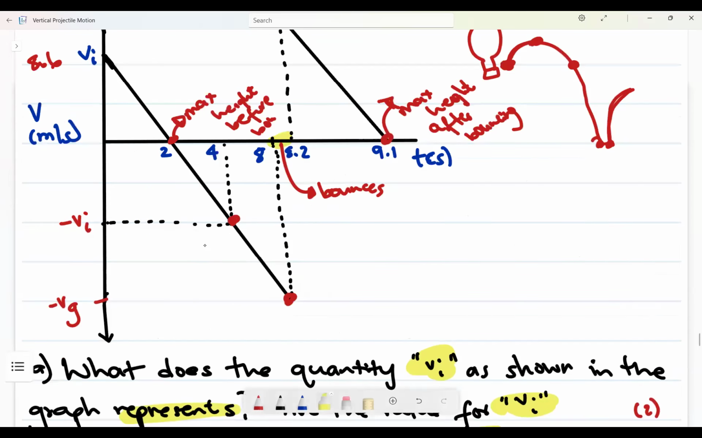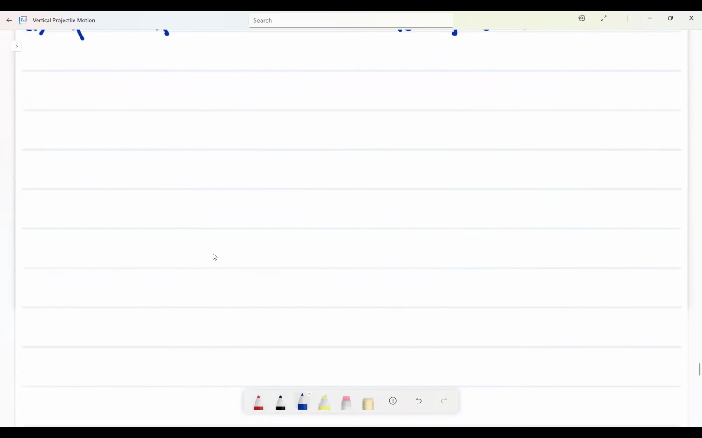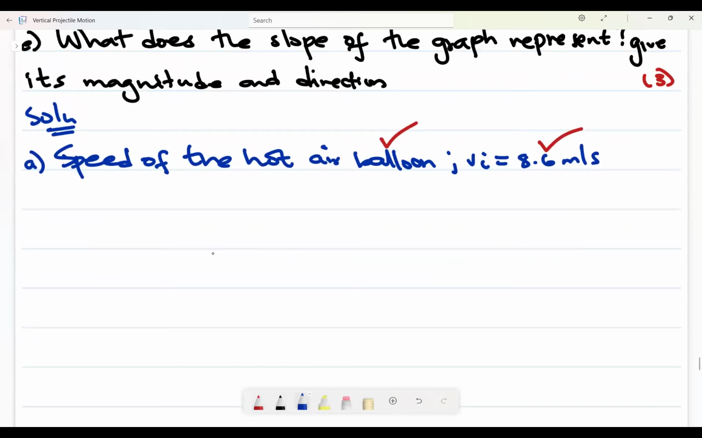Is the hot air balloon in free fall? Now you should consider your answer very well. The answer will be no. Why? Because now the hot air balloon, remember I told you the hot air balloon has a force that is causing it to move upwards. Okay? The answer there is straightforward. You just say no.